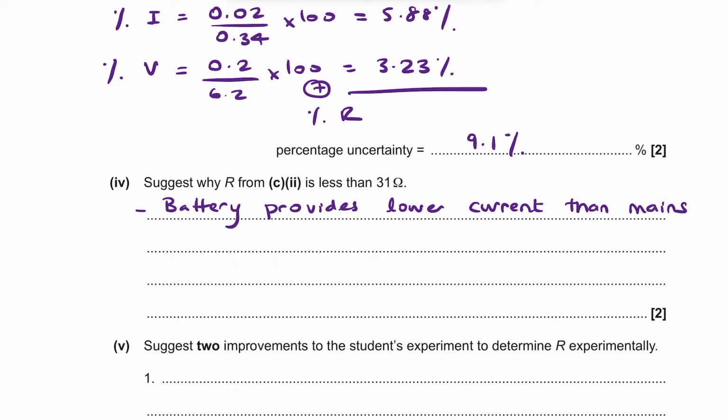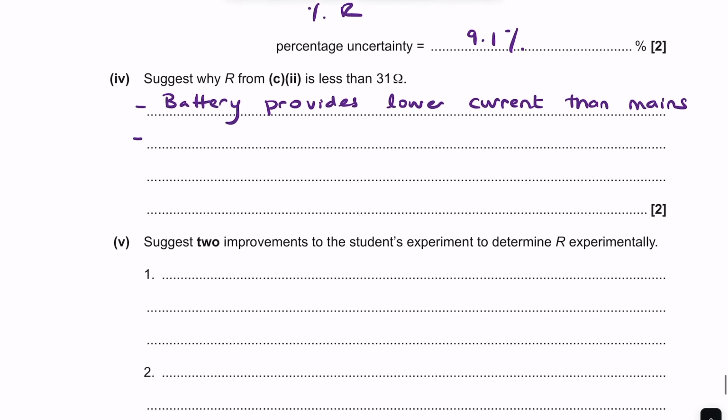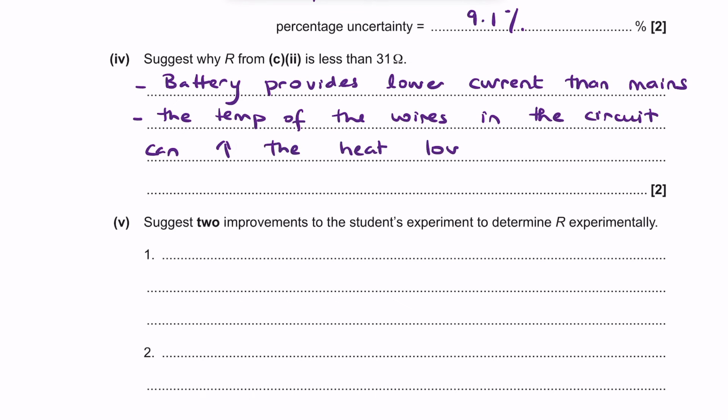And secondly, I would say that there's going to be an element of heat loss, because the temperature of the wires in the circuit can increase, the heat loss will increase, and therefore the resistance will also be higher. However, we're talking about the resistance of the wire. Okay, so that's going to be the case. So I'm going to say that the temperature of the wires in the circuit can increase the heat loss.